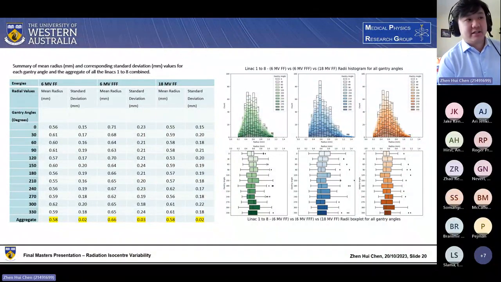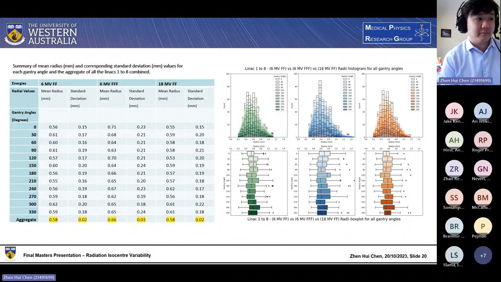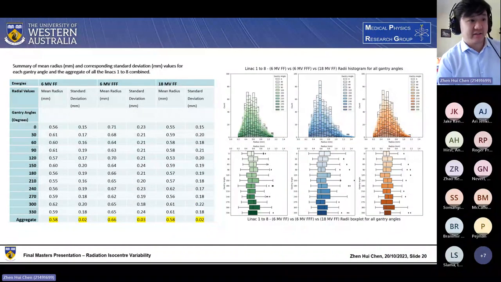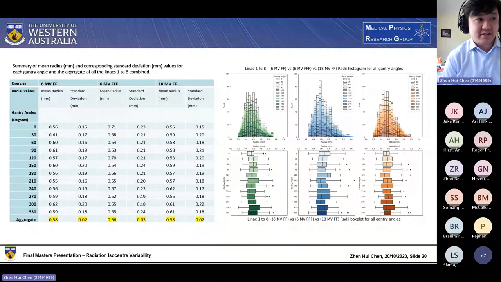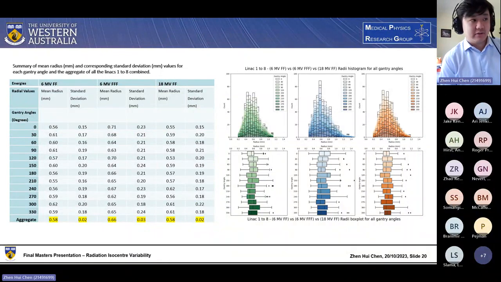Over on the right, you can see the distributions of the radii against the gantry angle to see how each gantry angle actually fared. And this is basically a visual representation of the table on the left. So a question that we have to ask ourselves now is, what can we draw from this? What meaningful conclusion can we draw from this?